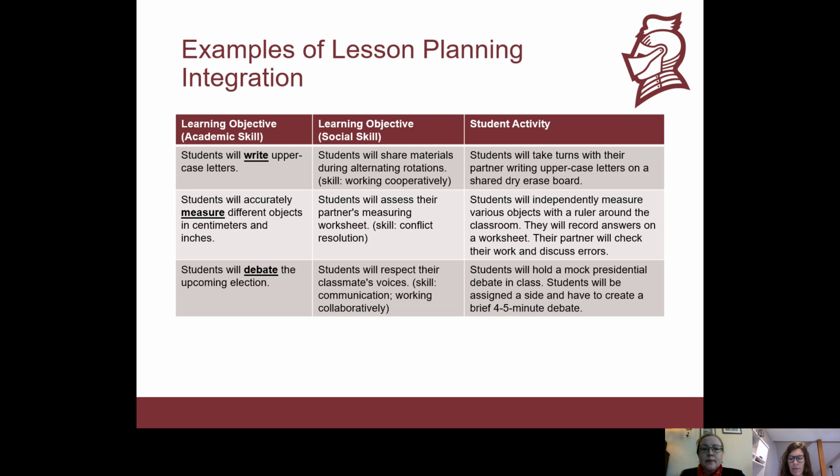Here are some examples of lesson planning integration. For example, a focus for an academic skill could be on students writing uppercase letters. The intentional social skill that we would be teaching is that students will share materials during alternating rotations, with the skill focus on working cooperatively. The activity is that students would take turns with their partner writing uppercase letters on a shared dry erase board.